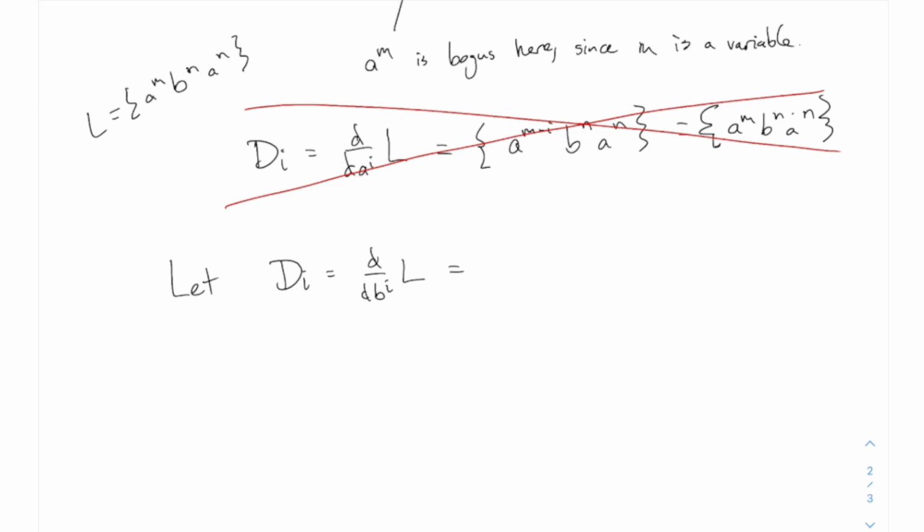Anyone want to tell me what is the answer when you do this derivative? So, what you should think is, isn't the answer going to be the empty set? Because these strings all begin with A's, and when you're taking the derivative with respect to B, they go away, right? Is that what you're going to say?